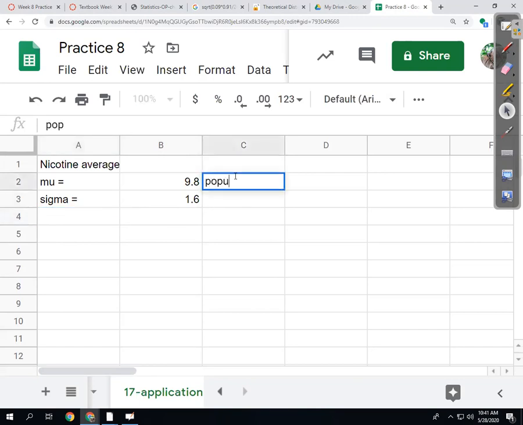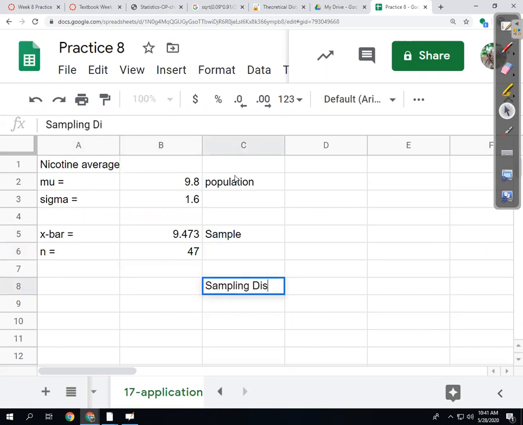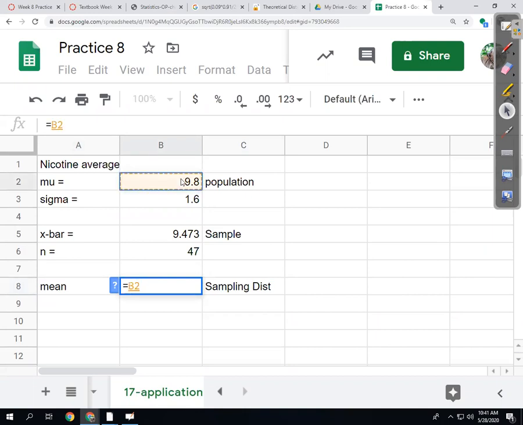So let's just make a note, population stuff. And then we'll do sample stuff. So let's skip a line, sample. For the sample, we have, let's call it X bar. We could call it the mean, and that was 9.473, I believe. And we have the sample size, which was 47. And then we have the sampling distribution information. So sampling dist. And for that one, the mean is the same as the population mean. So I can just click equals and click on that number, or I could have retyped it. And the STD, which is also called the standard error.